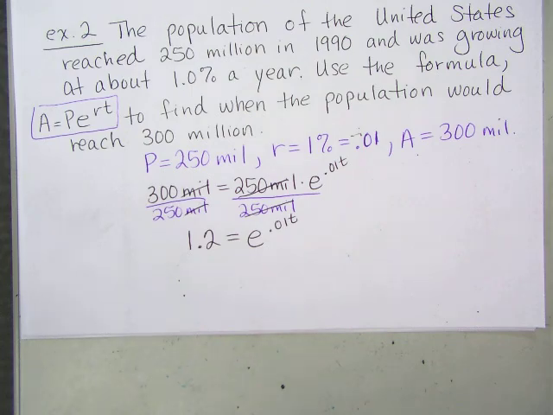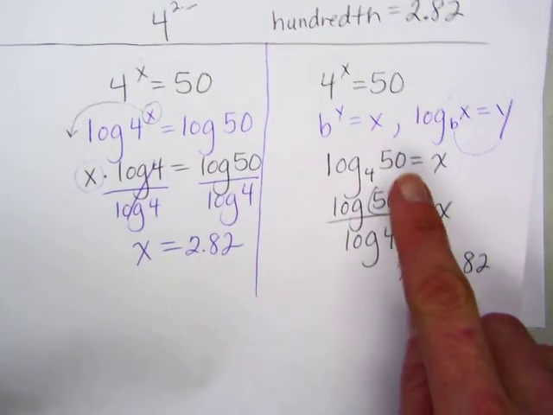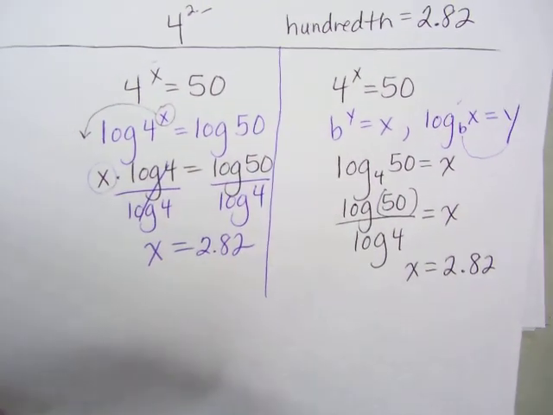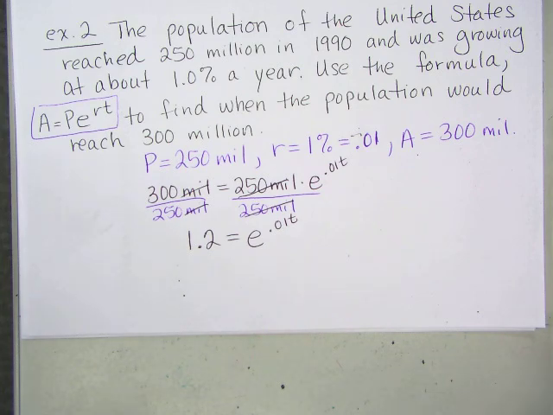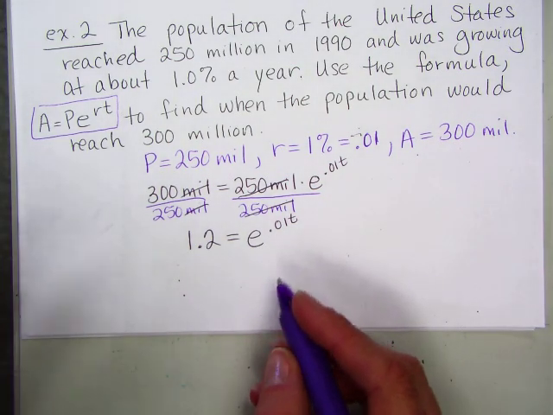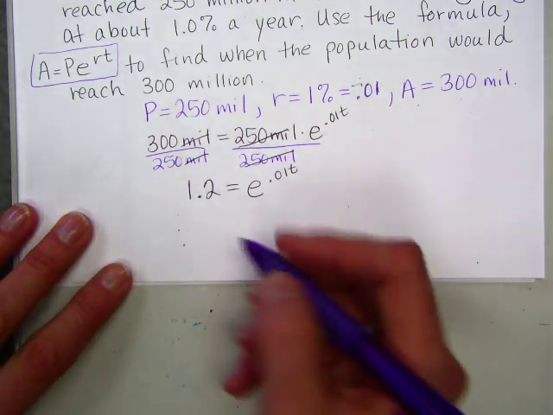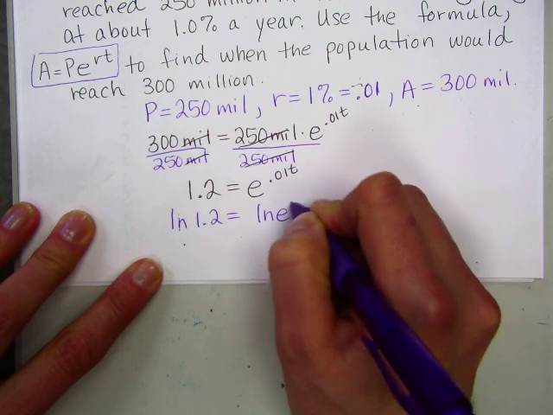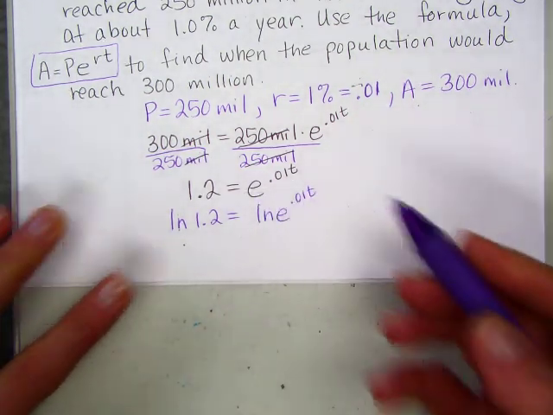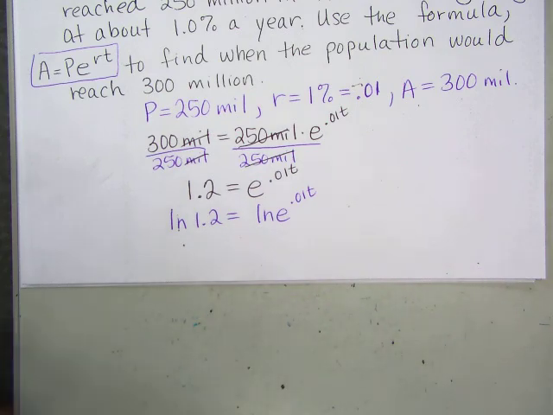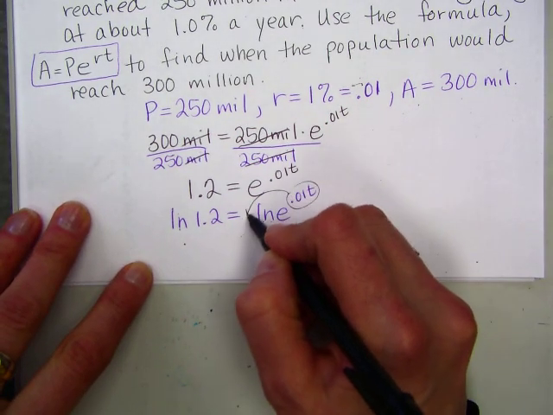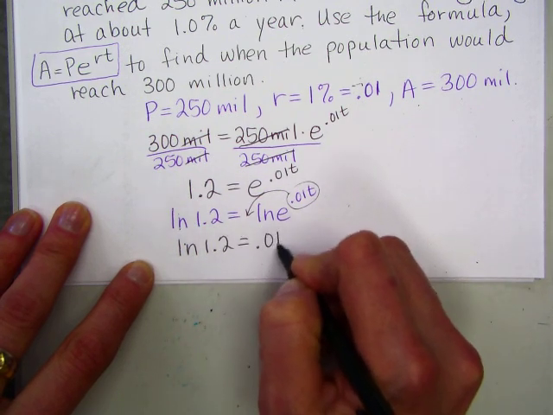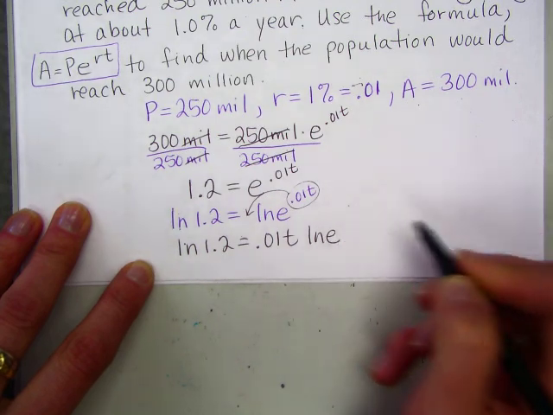Now, one of the things I referred to on our last problem is when you want to find a variable that's an exponent, take the log of both sides, and then you can bring that down in front. Similarly here, except when you see an E, use the natural log instead of the common log. I'll show you why in just a minute. So take the natural log of both sides. Got to get everything out in front of the E first, but then you can take the natural log of both sides. Then bring this down in front. So we got the natural log of 1.2 equals 0.01 T, natural log of E.